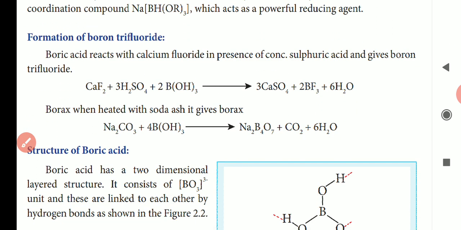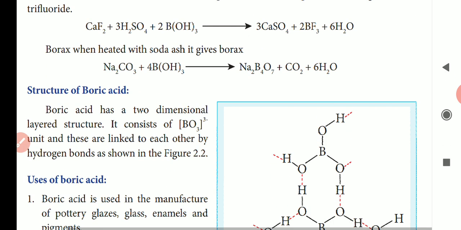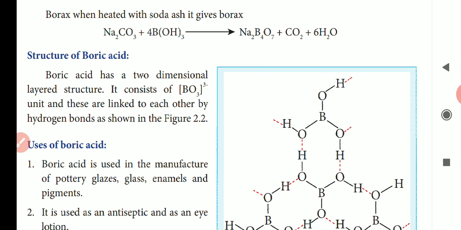Then the formation of boron trifluoride: boric acid reacts with calcium fluoride in the presence of concentrated sulfuric acid and produces boron trifluoride. Borax is heated with soda ash, sodium carbonate, to produce borax, Na2B4O7. Boric acid treated with soda ash produces borax.